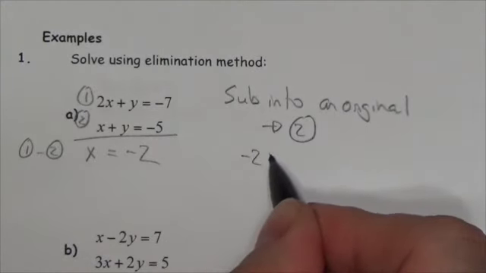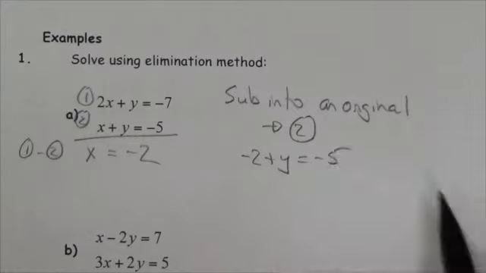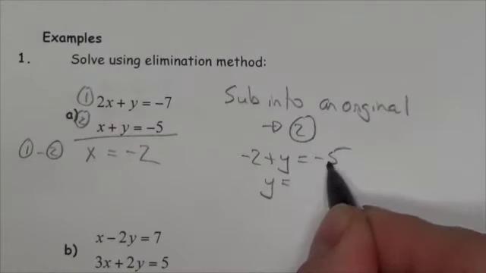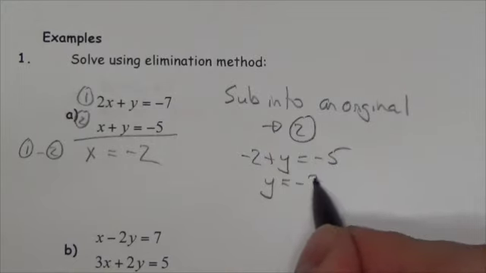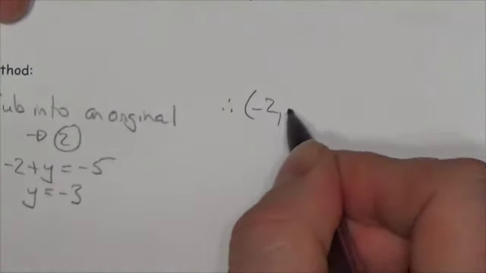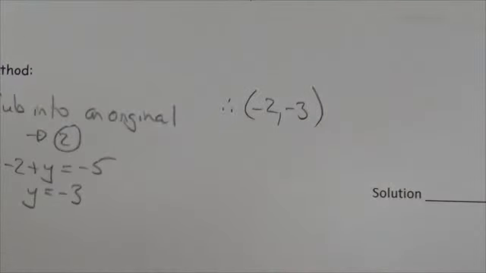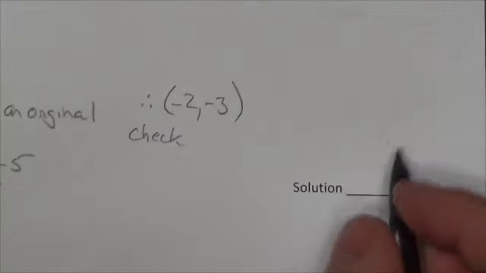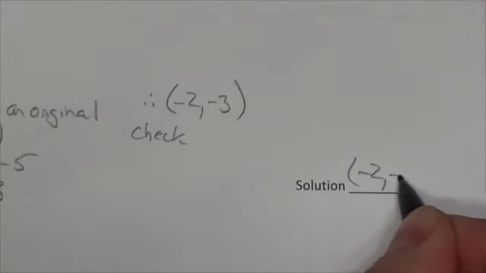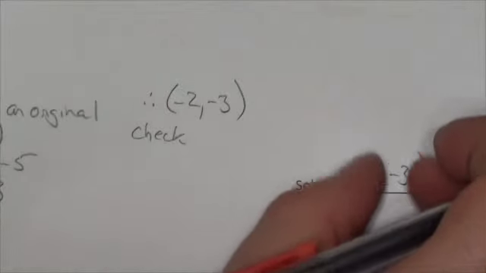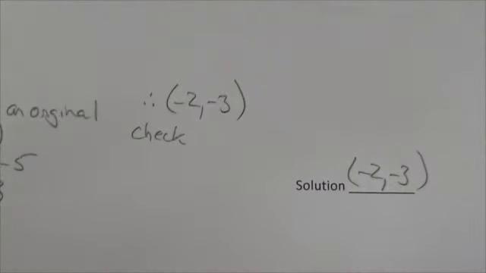And so that'll be negative 2 plus y is equal to negative 5. So bring the negative 2 over, add it to both sides. So negative 5 plus 2 is going to be negative 3. And so there's my solution. Therefore, I am getting the point (negative 2, negative 3). I'll put my solution over here, my little solution spot. Remember to put it in parentheses, or else it's not a point. It's just a list of numbers.